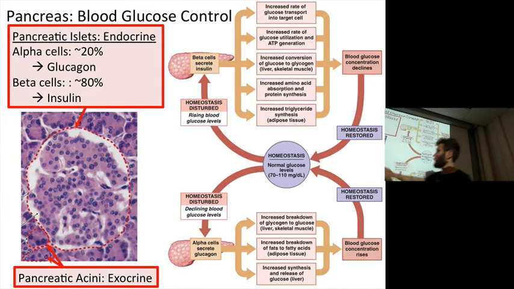The islets of Langerhans, and we have one outlined here, is composed of two cell types. There are alpha cells and beta cells, not very creatively named. The alpha cells are only about 1 in 5, and they produce glucagon. The beta cells, which are the remainder, 4 out of 5, are responsible for the production of insulin. They are ambient glucose reactive.